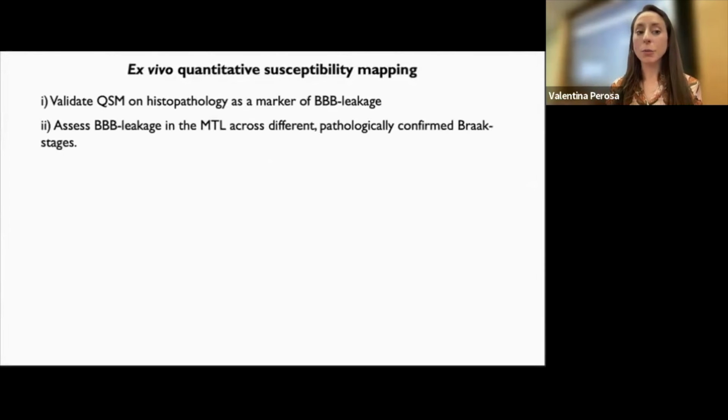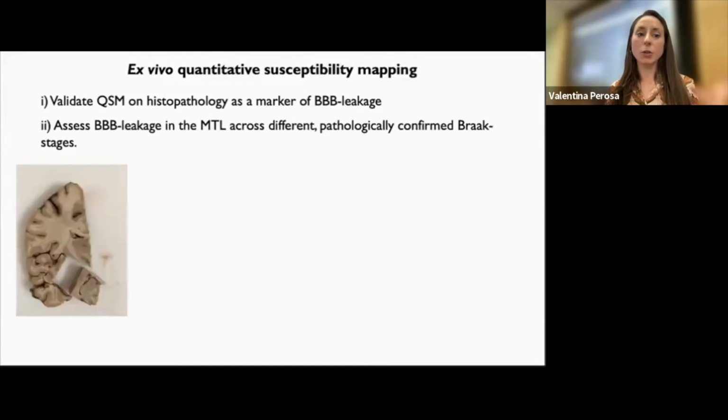And furthermore, also because there has been some controversy, we thought it's interesting to assess blood-brain barrier leakage in the medial temporal lobe across different and pathologically confirmed Braak stages. And this is something that we're doing in brains with AD pathology.